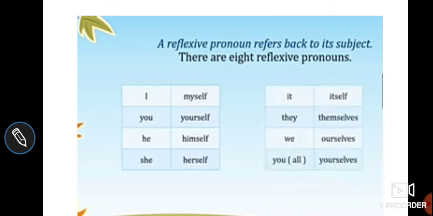So children, there are 8 reflexive pronouns. For I we use myself; you, yourself; he, himself; she, herself; it, itself; they, themselves; we, ourselves; you, yourselves. Please try to remember these words, okay? There are 8 reflexive pronouns. And for each, what reflexive pronoun do you use? That you have to learn.